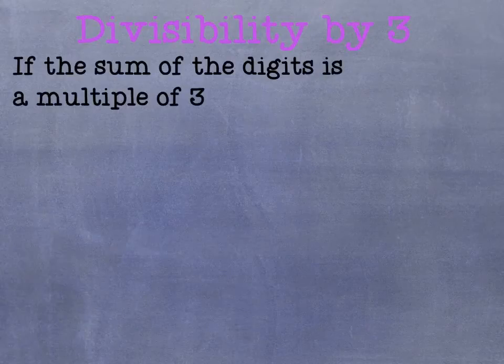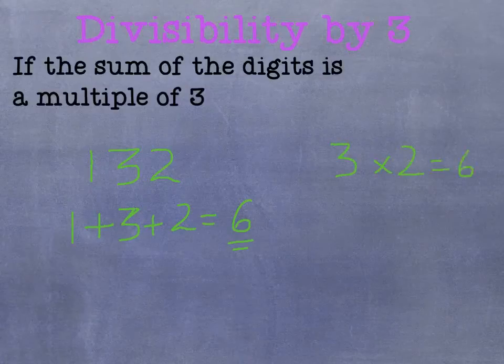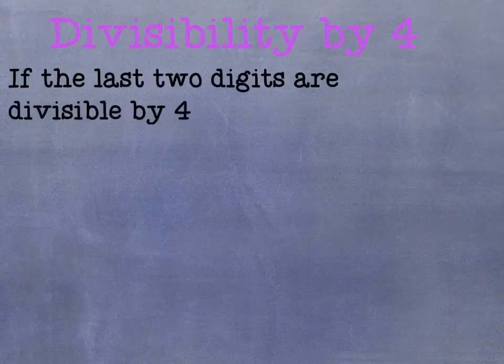Moving on. Now, for divisibility by 3, all you have to do is check if the sum of the digits is a multiple of 3. For example, let me take the same number 132. All I have to do is check the sum of the digits, the sum of 1, 3 and 2. Now the sum of 1, 3 and 2 is 6. Now we know that 6 is a multiple of 3. 3 times 2 is equal to 6. Now if the sum is a multiple of 3, or if it's divisible by 3, then the whole number 132 is divisible by 3.